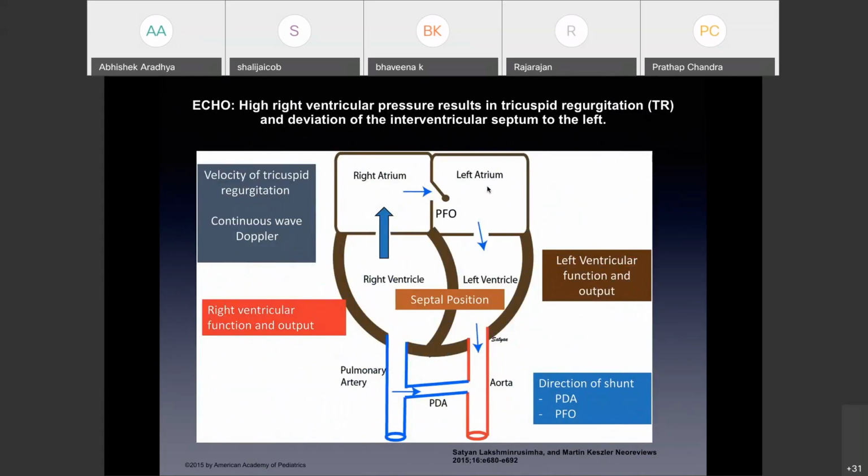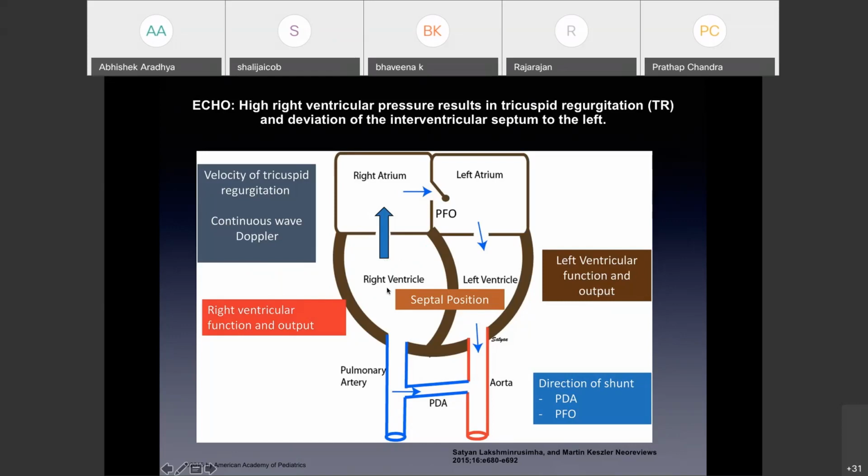So again, this slide has been represented by Dr. Satyam Lakshmi Narasimha. Again, basically, it is a pictorial representation. I will just take you through this. First of all, if you look at the heart as a four-chambered view, you will see the bowing of the interventricular septum towards the left. So it is because of increased right ventricular pressure.